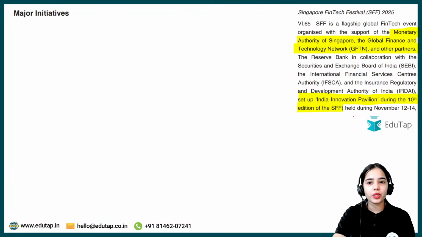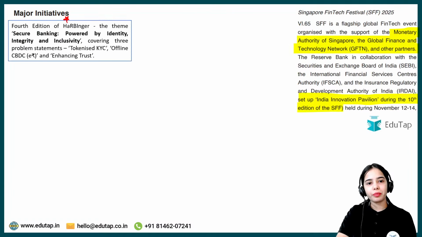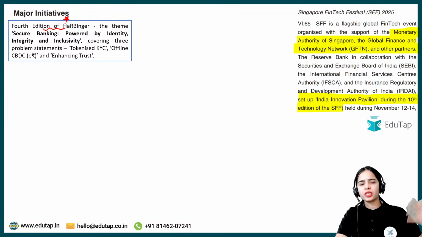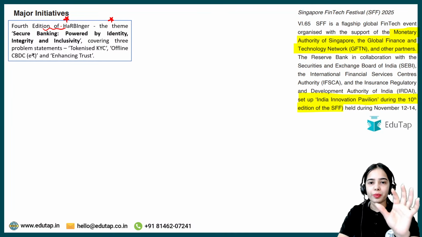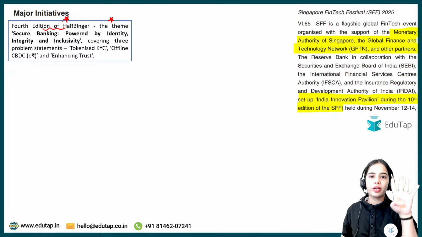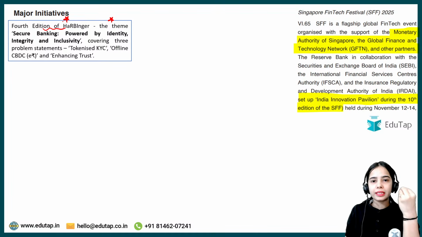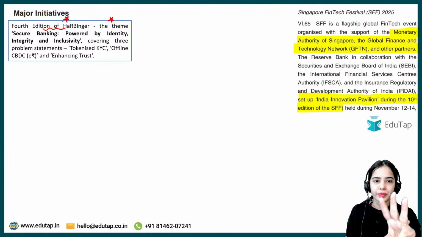Okay. Now, coming to the next one, the major initiatives under the FinTech department. The fourth edition of Harbinger was again in the news recently because the results were released. The theme is secure banking, powered by identity, integrity, and inclusivity. Under the fourth edition of Harbinger, how many problem statements were provided? Anyone remembers? 3 problem statements: tokenized KYC, offline CBDC, and enhancing trust.